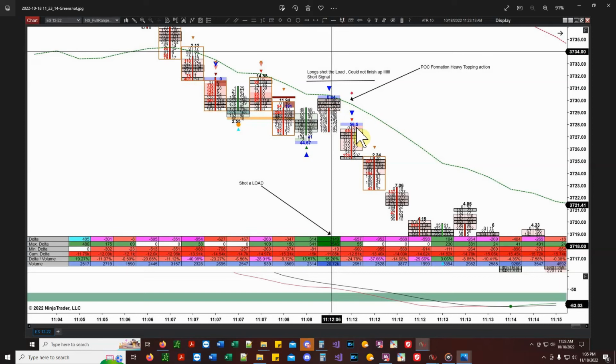Bet the house. I got a note up here. POC formation, heavy top in action. I saw something recently online. I don't remember what. So many forums out here. I forgot what forum I was on.